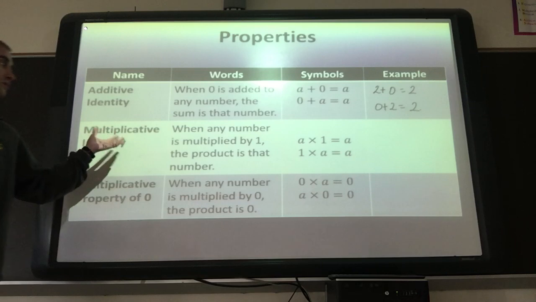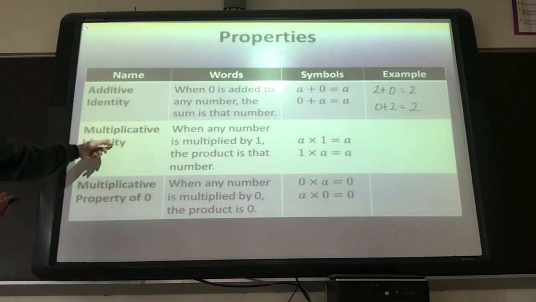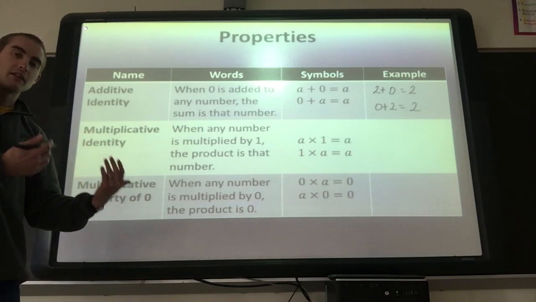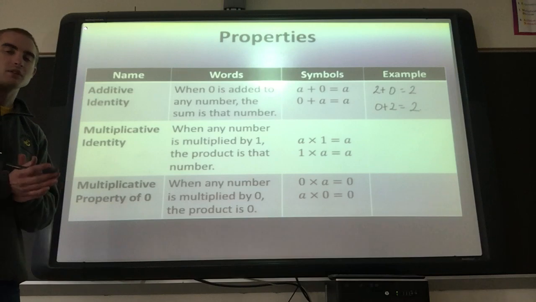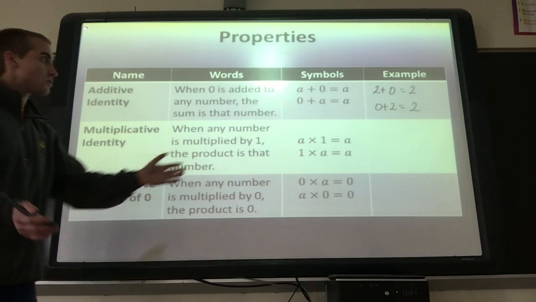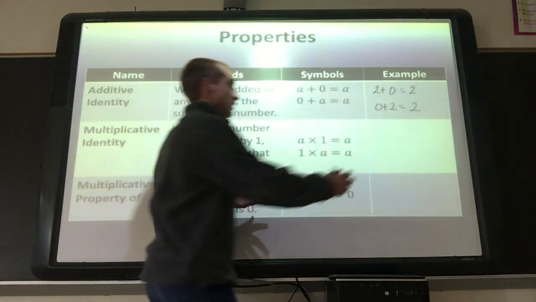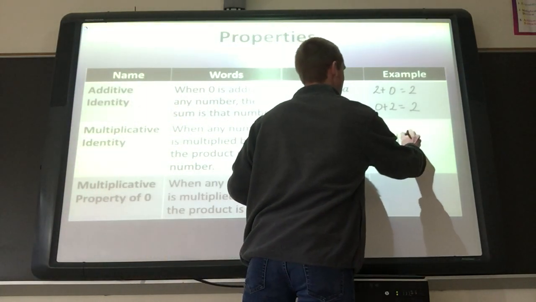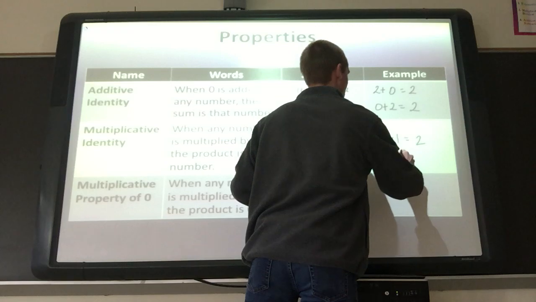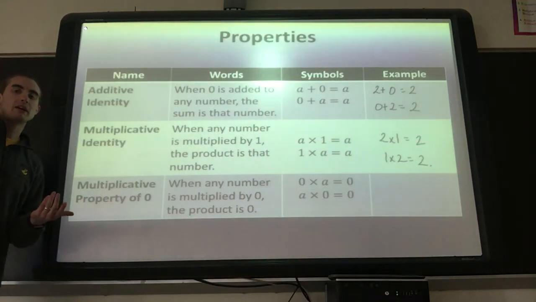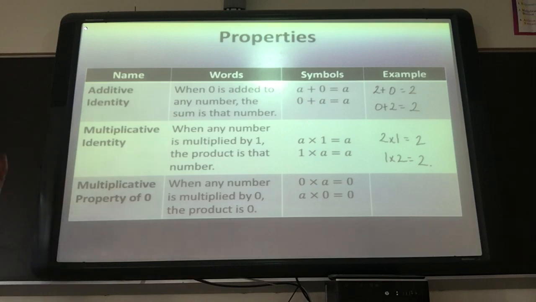Similarly, the multiplicative identity. Both of these are identity properties, and basically what they're saying is when you perform the operation, the number that you do the operation to, nothing happens, nothing changes. For multiplying, it's not times 0, it would be times 1. So 2 times 1 stays 2, and 1 times 2 would also stay at 2. Okay, so multiplying by this number, nothing's going to happen to that 2. It's still going to stay the same.